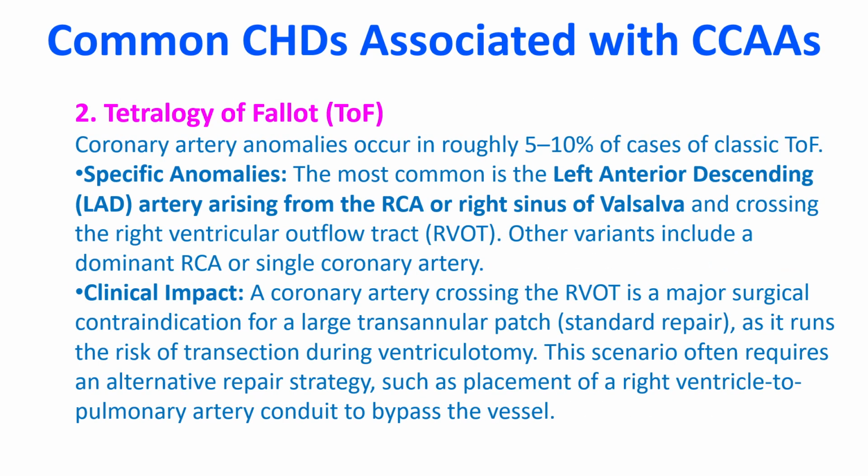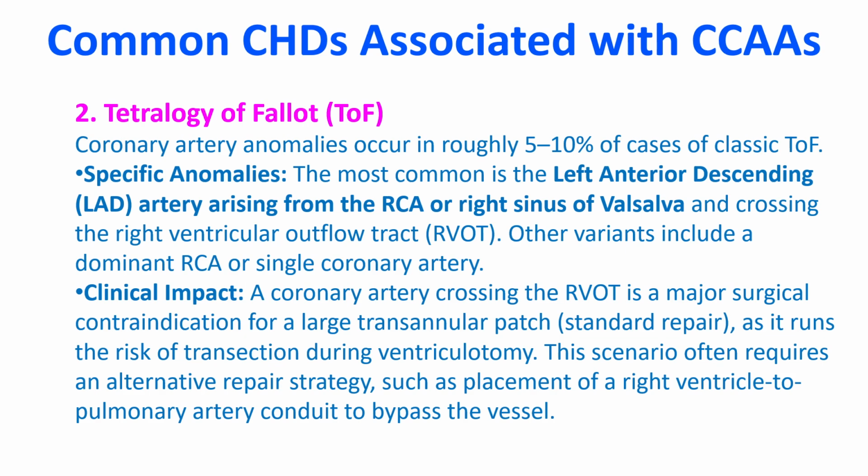Coronary artery anomalies occur in roughly 5 to 10% of cases of classic tetralogy of Fallot. The most common is the left anterior descending artery arising from the right coronary artery or right sinus of Valsalva and crossing the right ventricular outflow tract. Other variants include a dominant right coronary artery or single coronary artery.